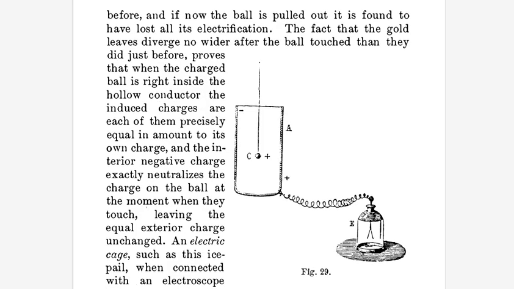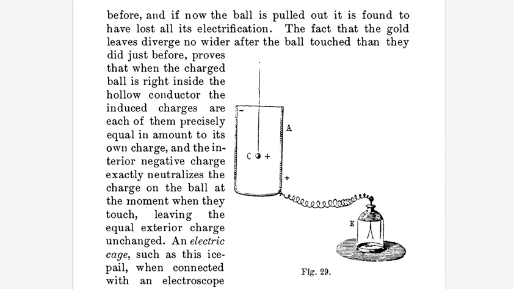The fact that the gold leaves diverge no wider after the ball touched than they did just before proves that when the charged ball is right inside the hollow conductor, the induced charges are each of them precisely equal in amount to its own charge, and the interior negative charge exactly neutralizes the charge on the ball at the moment when they touch, leaving the equal exterior charge unchanged.